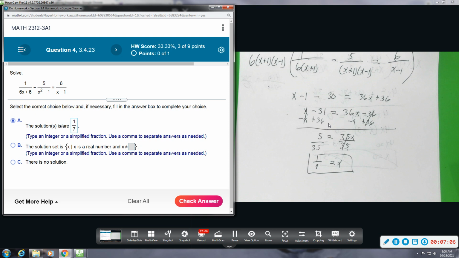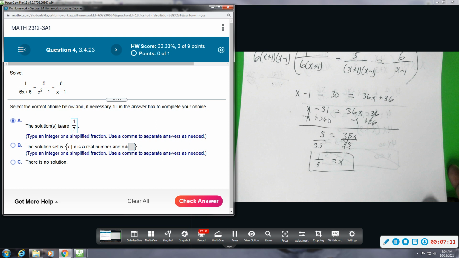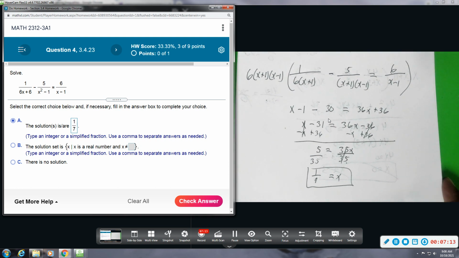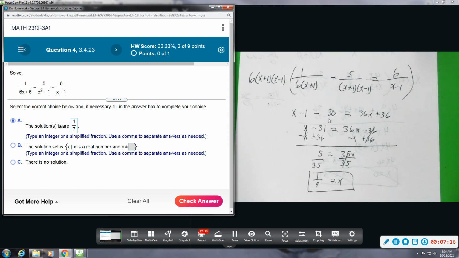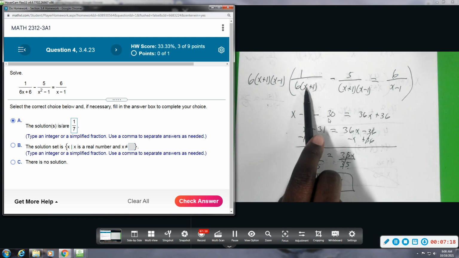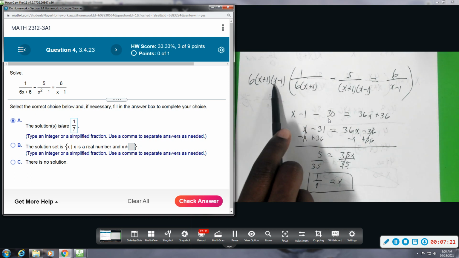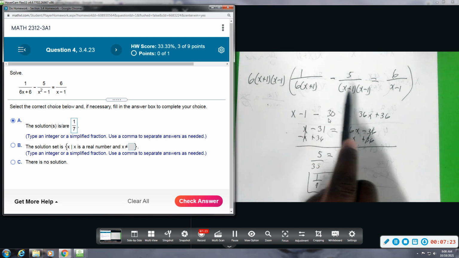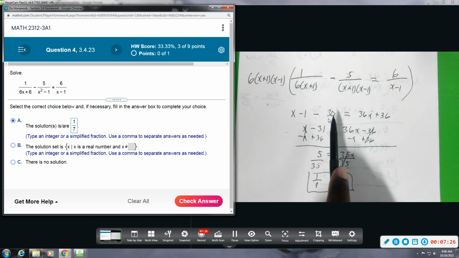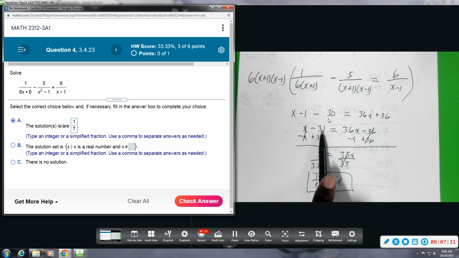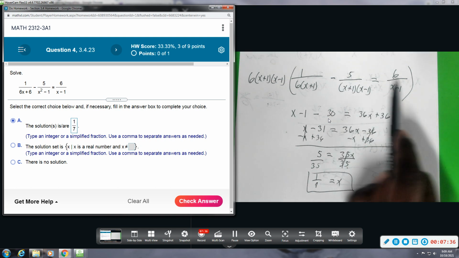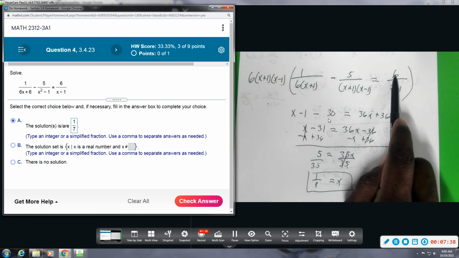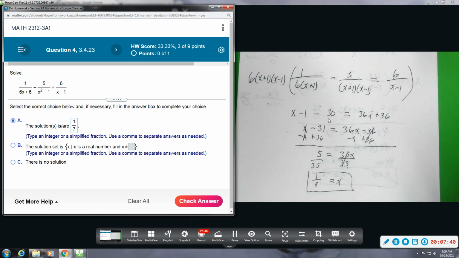All right, let's double check, make sure there's no mistakes here. So 6, I factored out that, x plus 1, x minus 1. 6 and x plus 1 cancel. X minus 1 is fine. That gives us a negative 30, looks good. Negative 31, looks fine. And then on the right side, 36. X and 36 looks good.